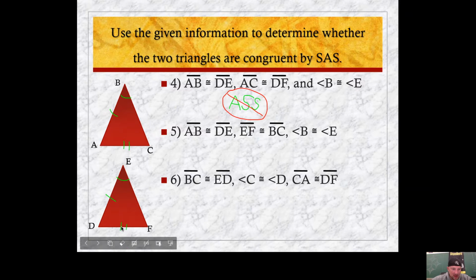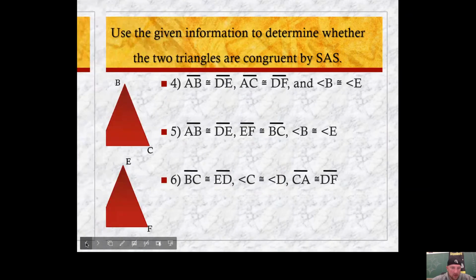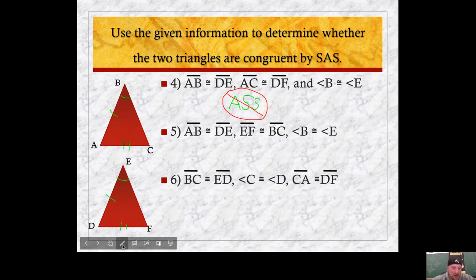I'm going to take a second and erase these marks. At least I'm trying to. Okay. Not sure what's going on. There we go. How about I just erase everything? How's that sound? There we go.